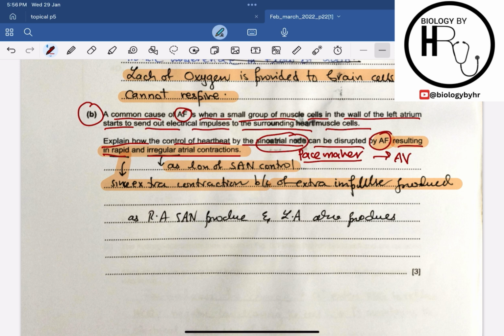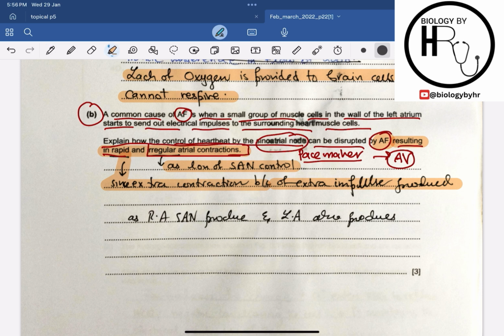We know that first the sinoatrial node comes, then the AV node comes, and there is a short delay after the sinoatrial node sends the impulse to the AV node, right. The AV node conducts later, so that the atria may fully contract. So there will be a loss of the SA control if there are irregular atrial contractions.